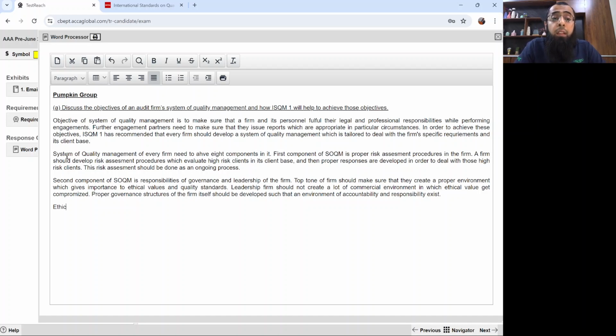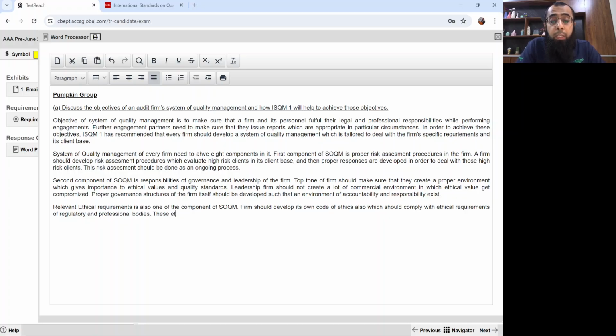Then relevant ethical requirements is also one of the components of SOQM. The firm should develop its own code of ethics also, which should comply with the ethical requirements of regulatory and professional bodies. These ethical requirements should be followed by the firm in all of its engagements.